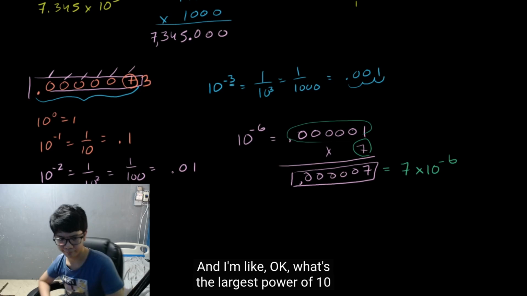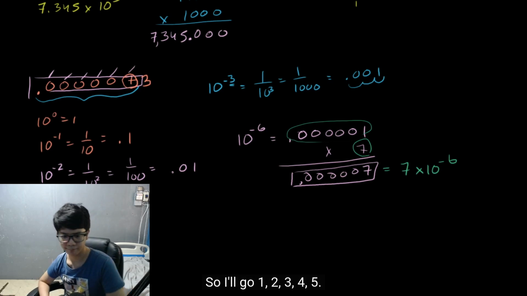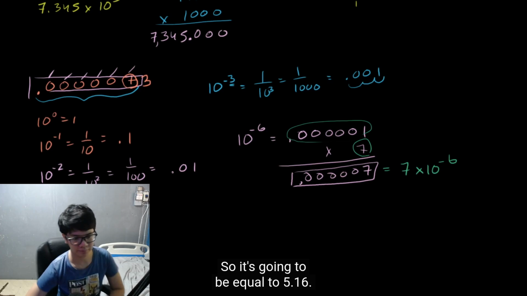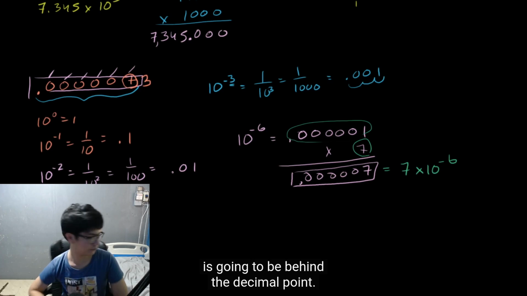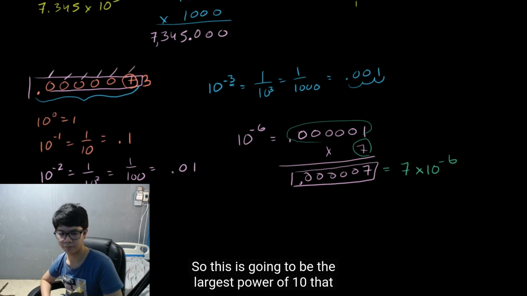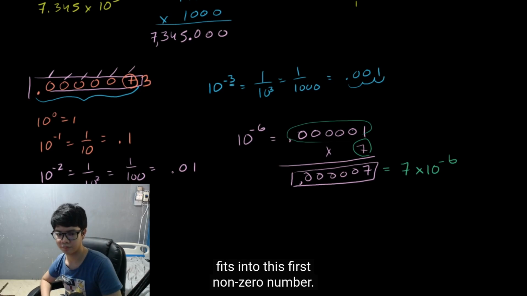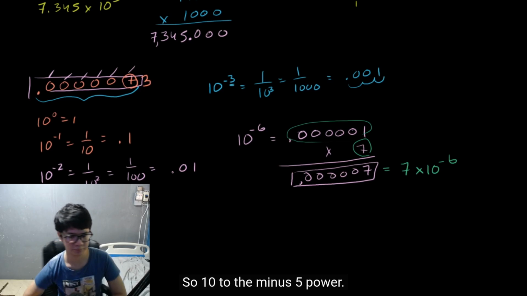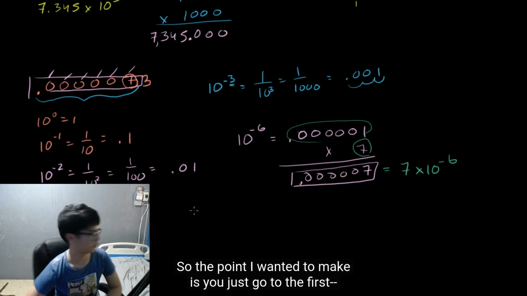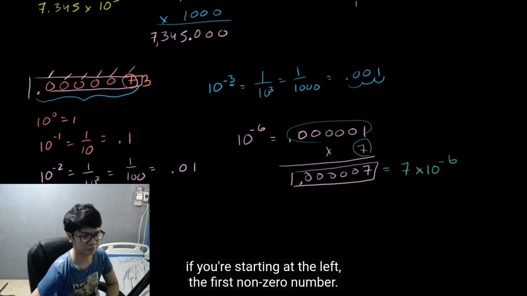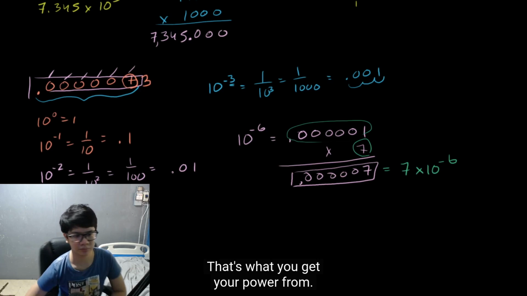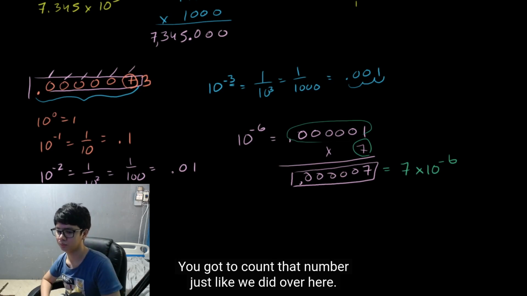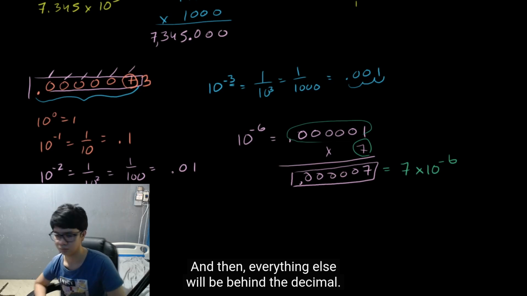I'm like, okay, what's the largest power of 10 that'll fit into that? So I go 1, 2, 3, 4, 5. So it's going to be equal to 5.16. I take 5 there, and then everything else is going to be behind the decimal point, times 10. So this is going to be the largest power of 10 that fits into this first non-zero number. It's 1, 2, 3, 4, 5, so 10 to the minus 5 power. So the point I wanted to make is, if you're starting at the left, you go to the first non-zero number, and that's what you get your power from. That's where I got my 10 to the minus 5, because I counted 1, 2, 3, 4, 5. You have to count that number, just like we did over here. And then everything else will be behind the decimal.